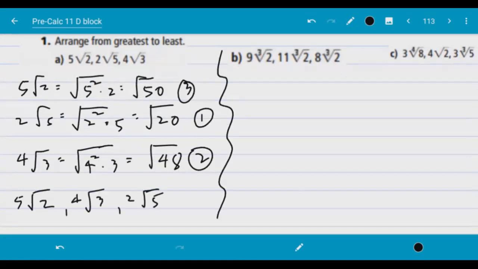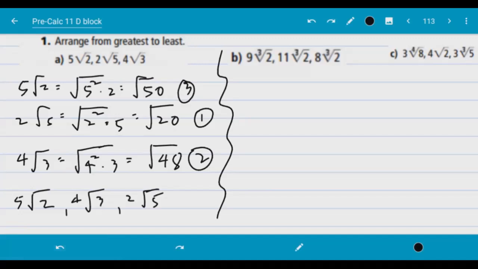Next, this one. So as you can see, all of them have the same index 3. This one, this one, this one. All right. So what you're going to do here is 9 cube root of 2, 11 cube root of 2.